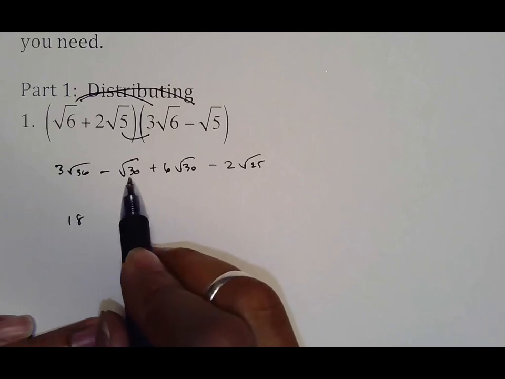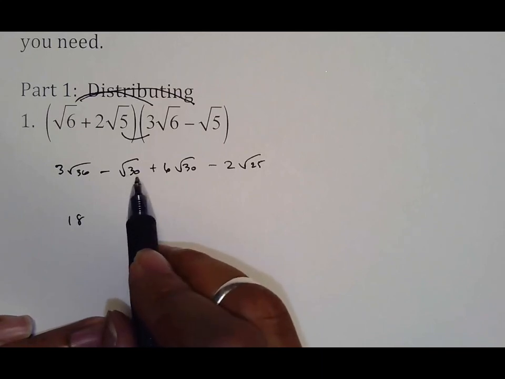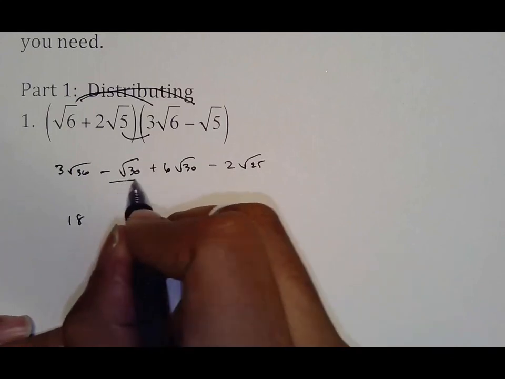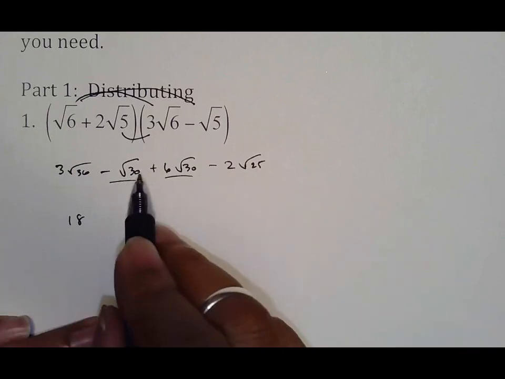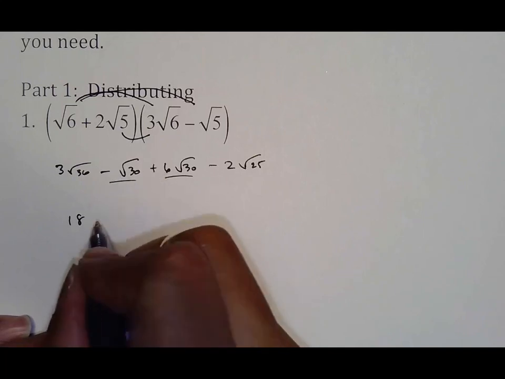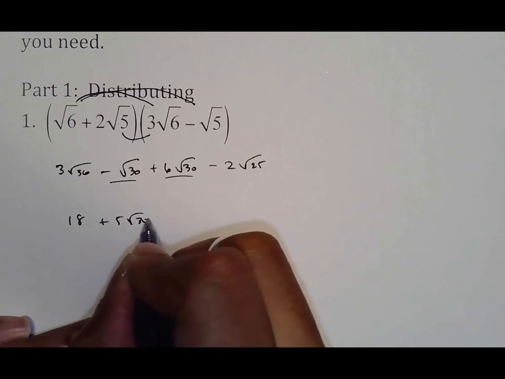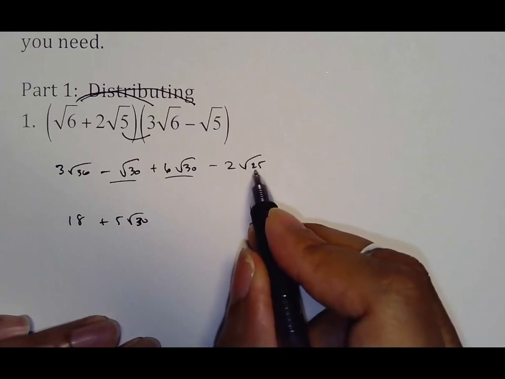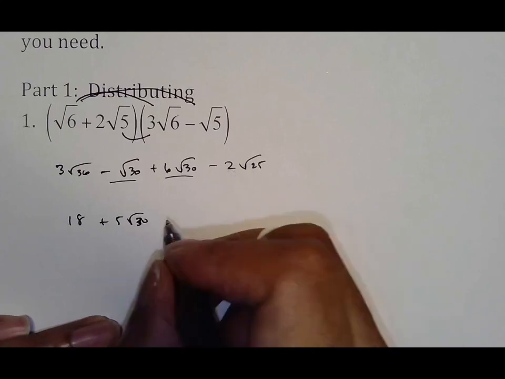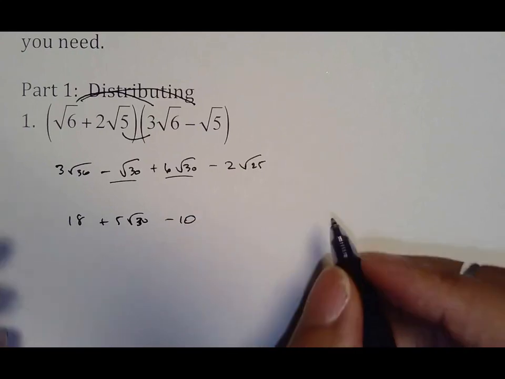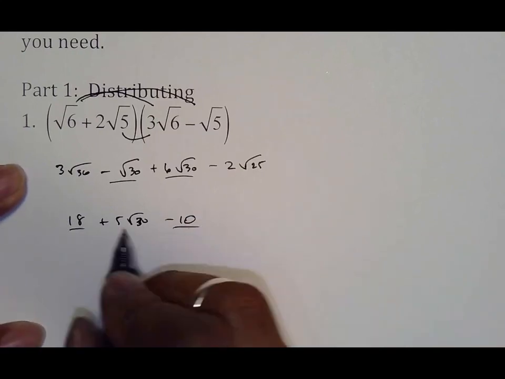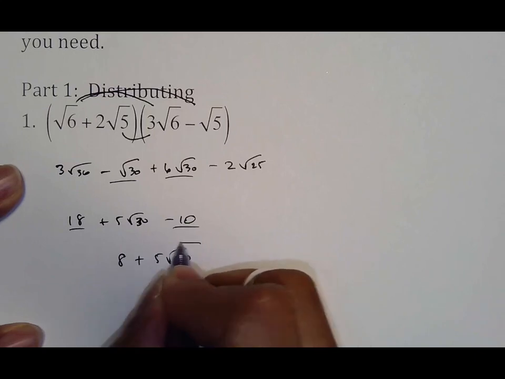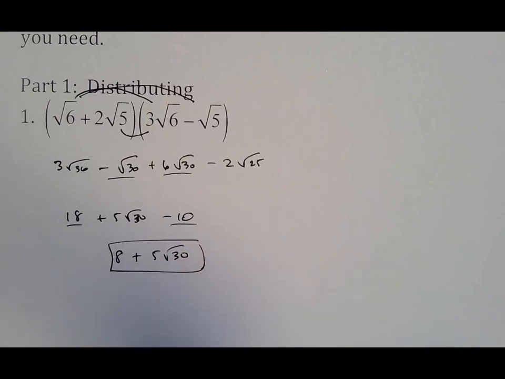30, 4 doesn't go, 9 doesn't go, 25 doesn't go, 49 doesn't go, which means it doesn't go there either. So therefore we can actually put these two things together. Because they're both root 30s, negative 1 plus 6 makes 5 root 30, if you remember putting like terms together. And then the square root of 25 is 5. 5 times 2 makes 10, so it should be minus 10. And the last step is you have 2 like terms here, 18 minus 10, which would be 8 plus 5 root 30. That is the job you are doing.